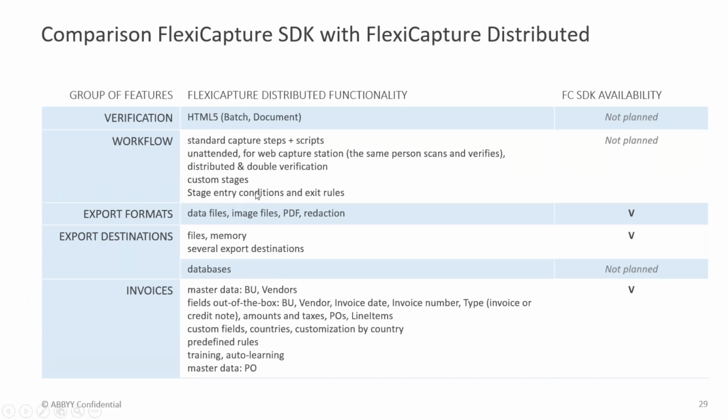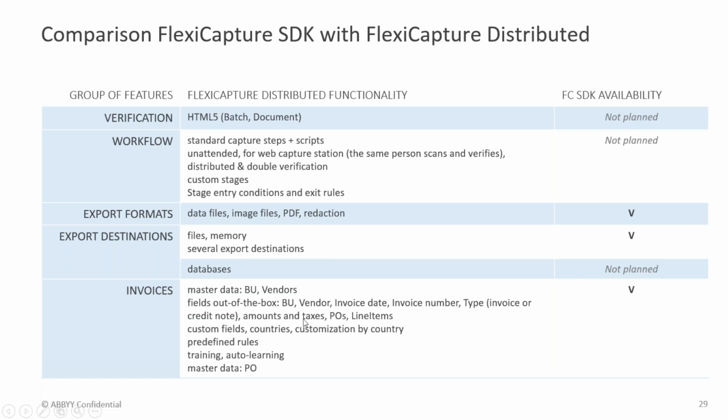Continuing with that, some other things that aren't here: verification. You have to build your own verification. Workflow, not planned as well. Data export to export destinations, not to databases, not planned. But the common ones that we expect: data files, image files, PDFs, can do redaction. That's there for export formats. Destinations go right to files, right to memory.